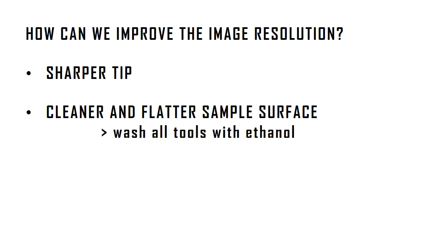Next, we can try to have a cleaner and flatter sample surface. Any contaminants can affect the scanning process, hence it is advisable to clean all tools using ethanol. A flatter surface would also ensure that all atoms are planar and have the same distance from the tip to allow a more accurate scanning. Therefore, we should clean the HOPG sample several more times.